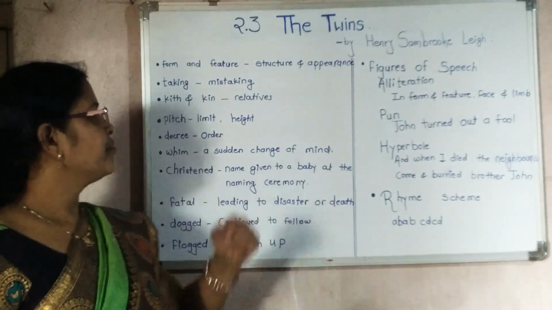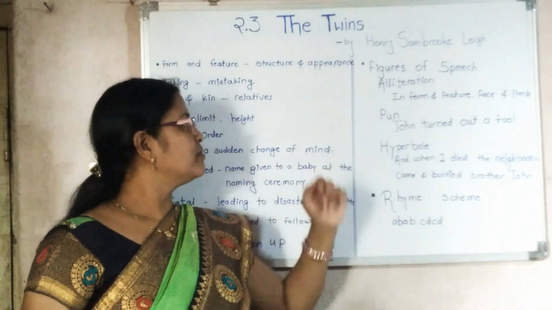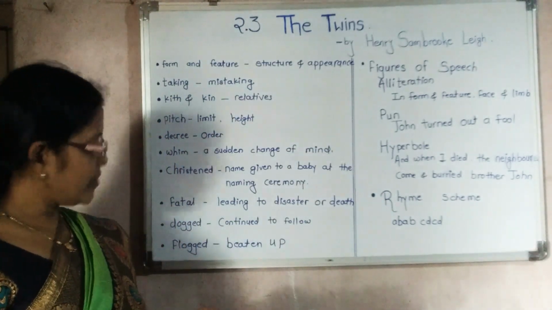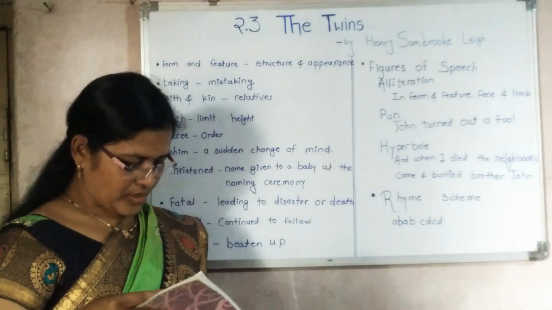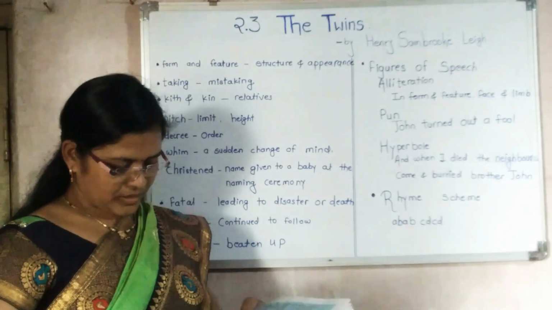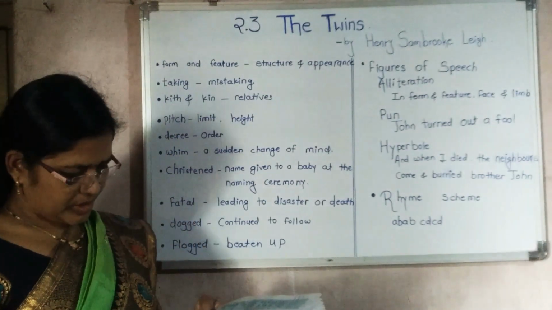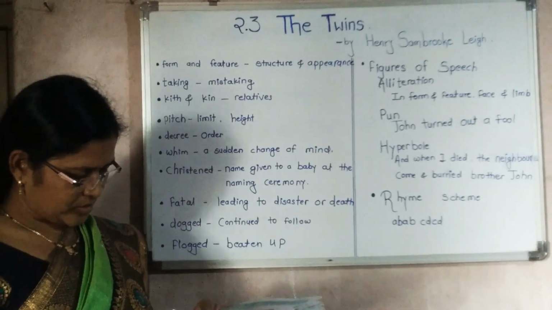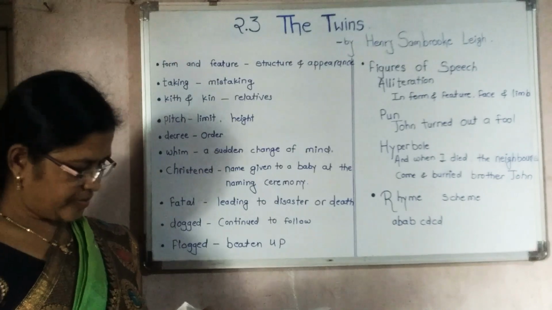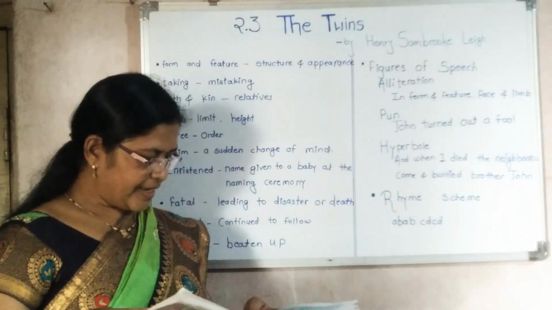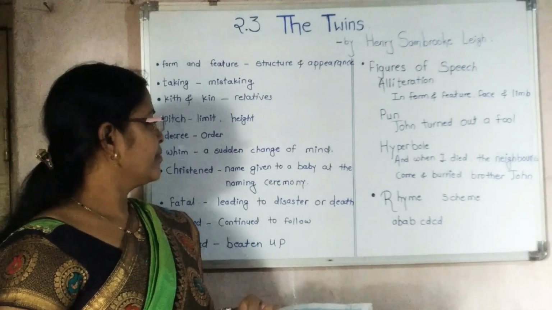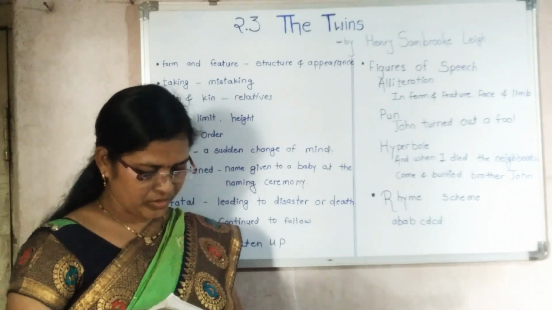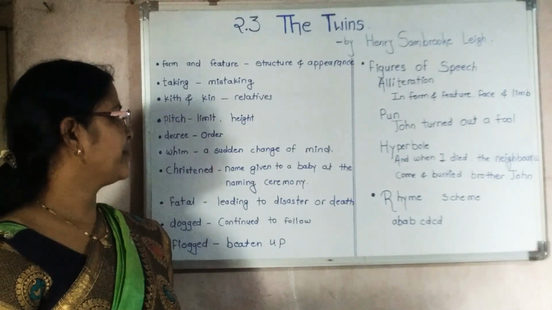The second figure of speech is pun, and it comes in the third stanza. The word carries a double meaning, and there is a pun: John turned out a fool.